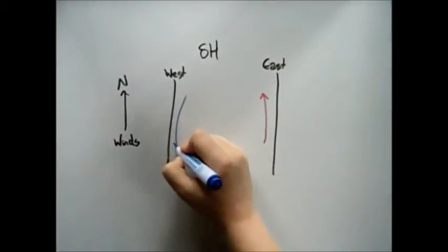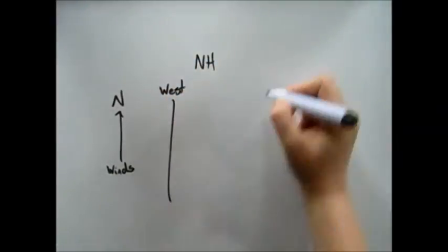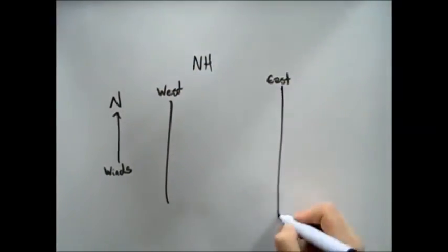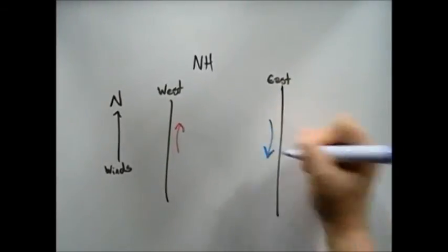In the northern hemisphere, with northern winds, downwelling will occur on the eastern coast, and upwelling will occur on the west coast. This all occurs due to the rotation of the planet and to balance out the forces affecting it.